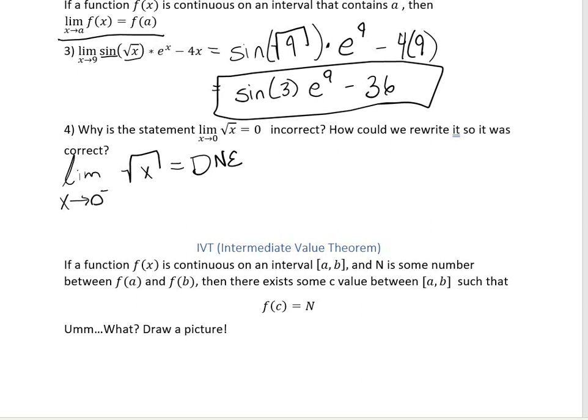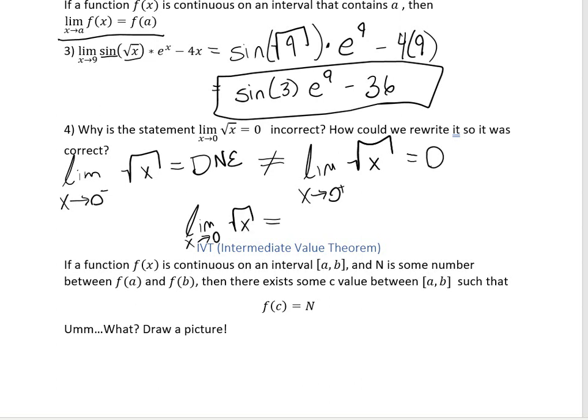Here's the reason. As we approach 0 from the left, that means that we'd be taking the square root of negative answers, and we're not working in the imaginary domain. If we take the limit from the right, however, it would equal 0. But again, because the left and the right don't equal, that means that the overall limit as x approaches 0 of the square root of x does not exist.